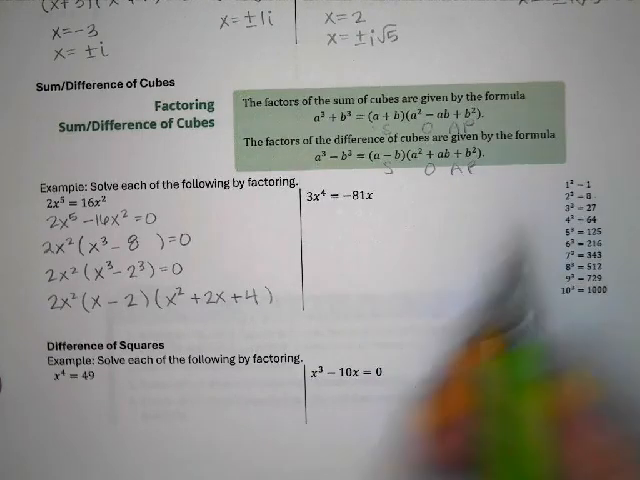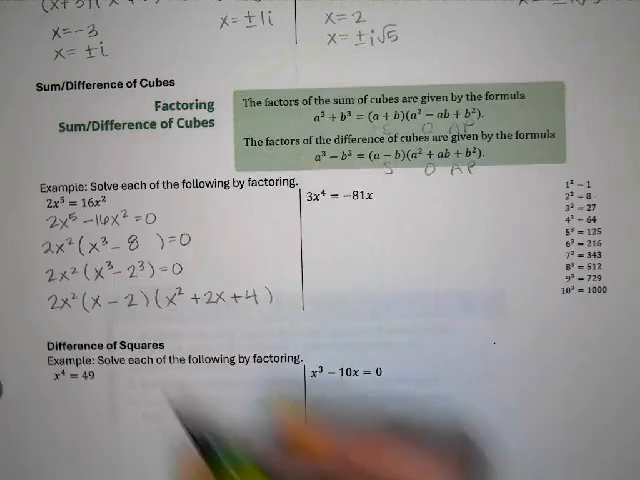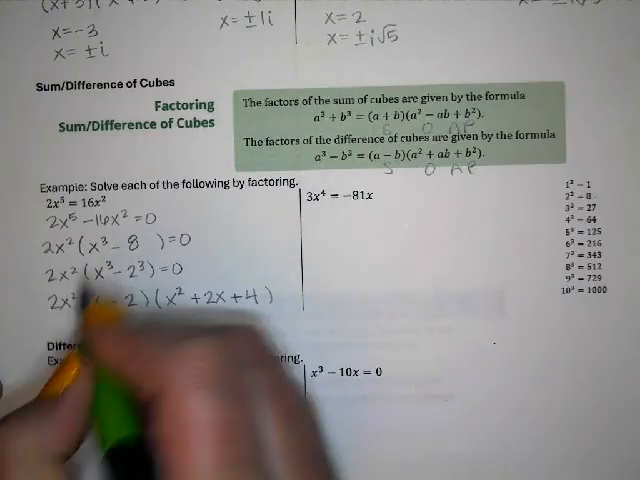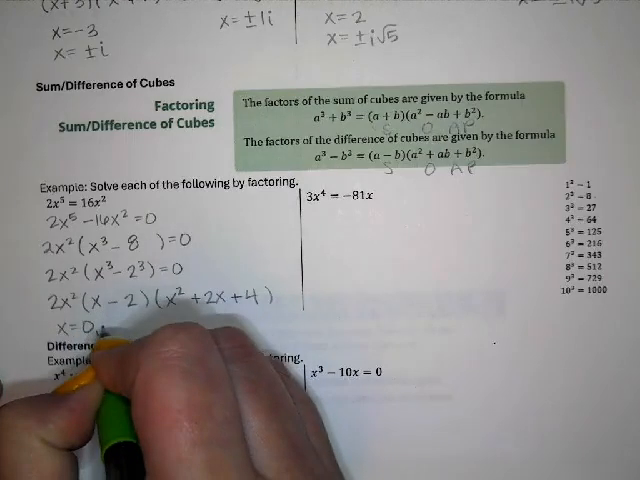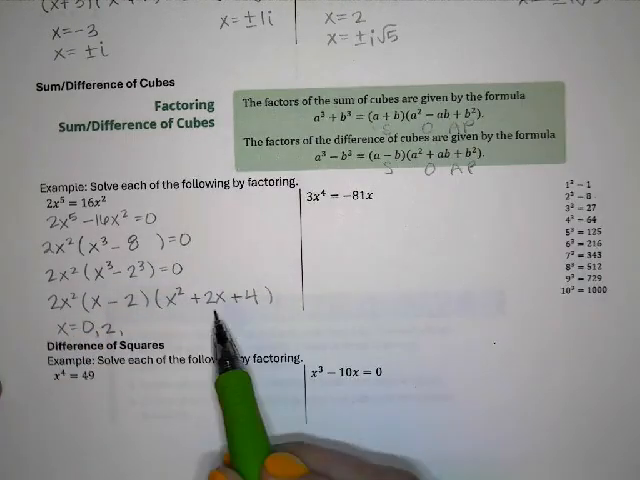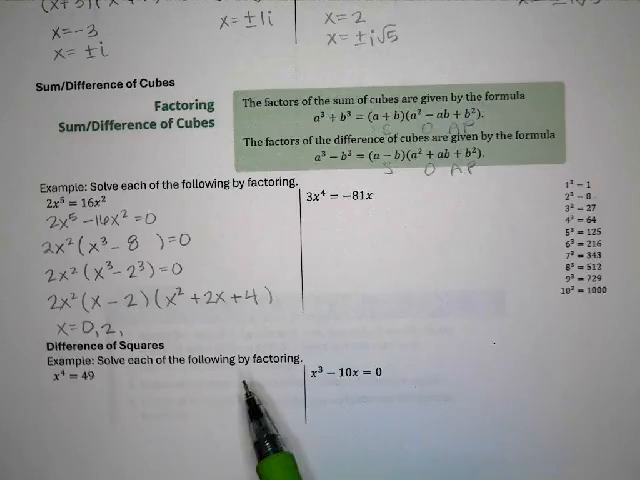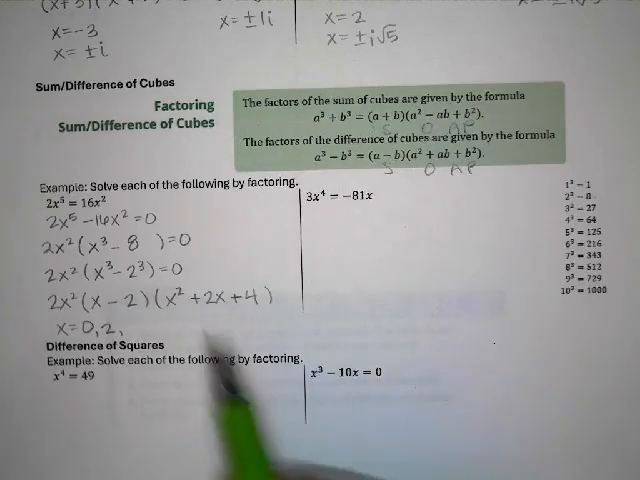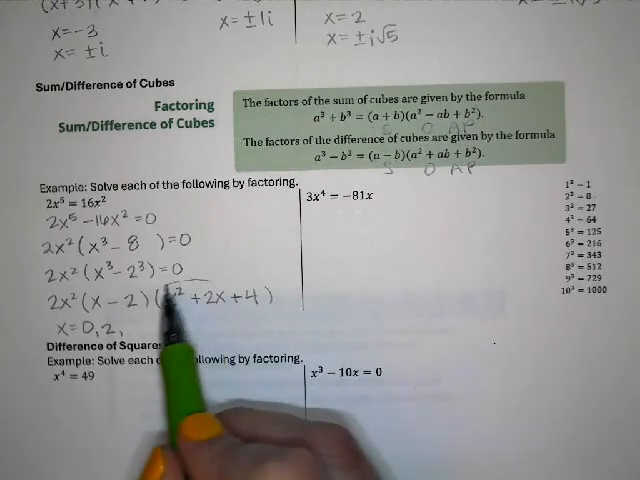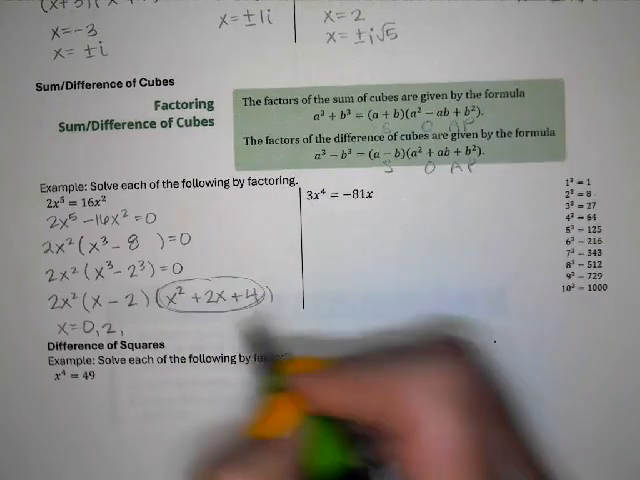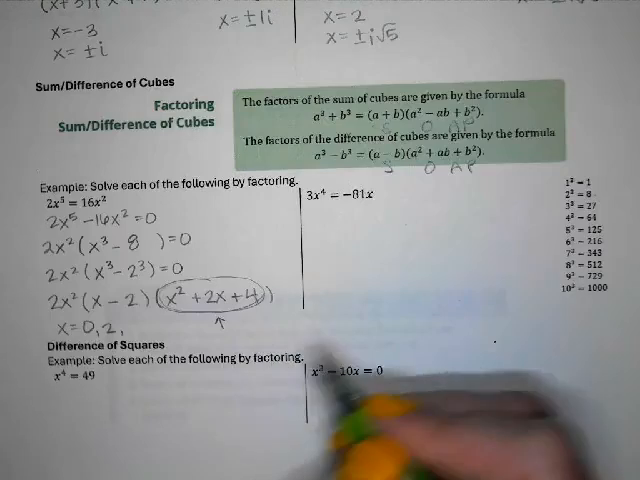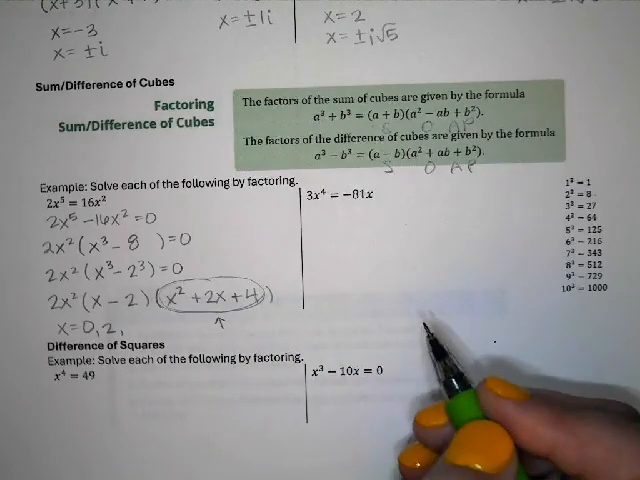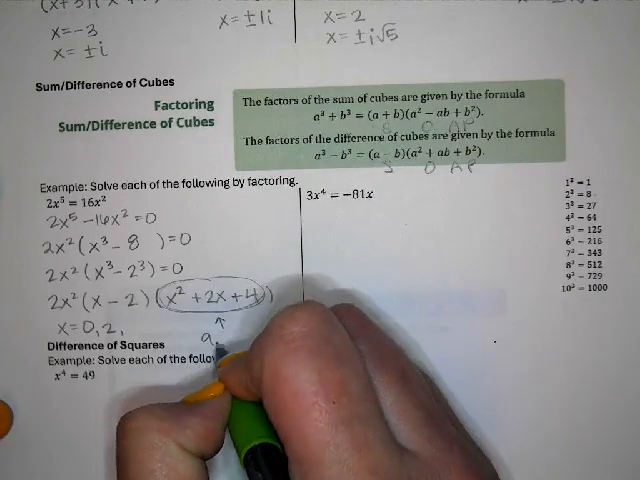Okay, so I've got this. I know I've got real solutions of 0 and positive 2. And then whenever you're solving sum or difference of cubes, you're always going to end up with this quadratic here. It's part of the formula. And this quadratic is always going to give you imaginary complex roots. Always. So this one, we don't have space.